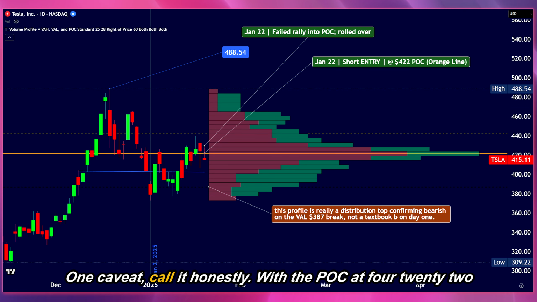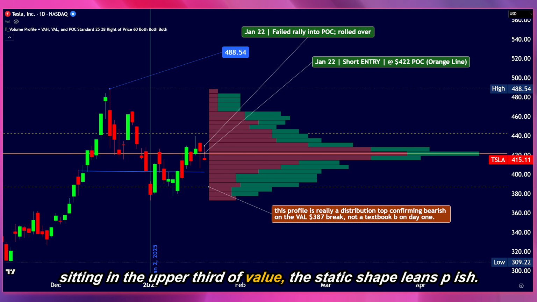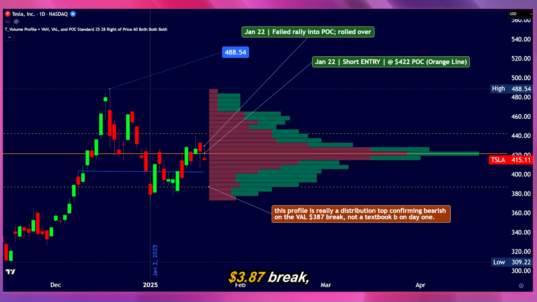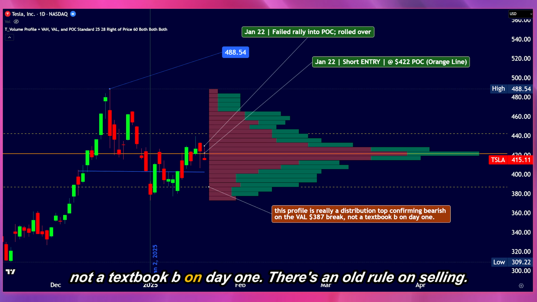One caveat, call it honestly. With the POC at 422 sitting in the upper third of value, the static shape leans P-ish, so it's more of a distribution top confirming bearish on the 387 break, not a textbook B on day one.